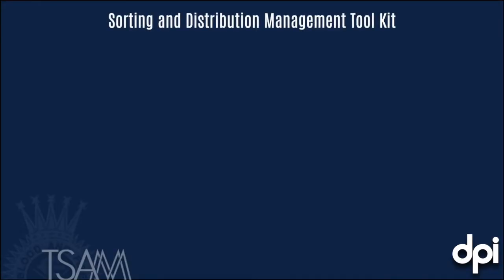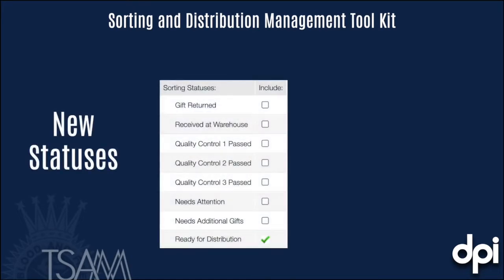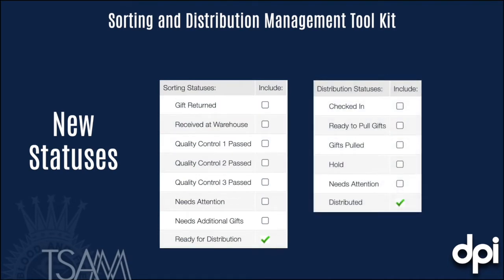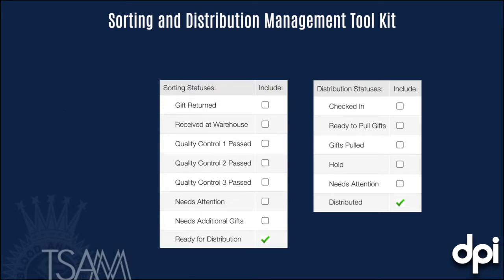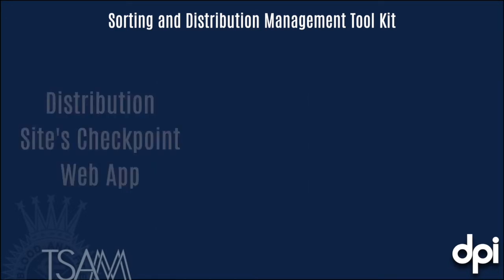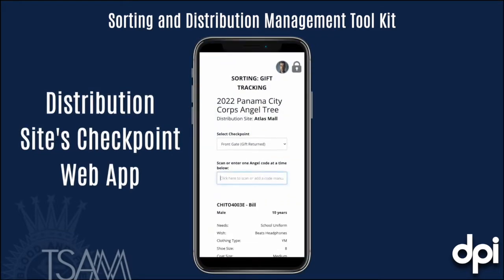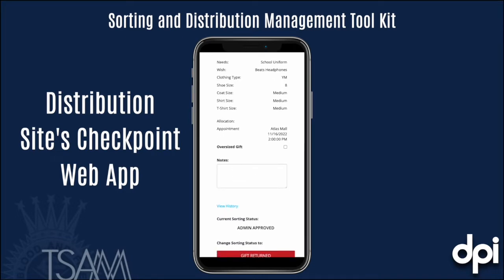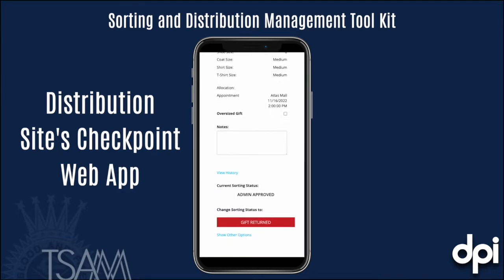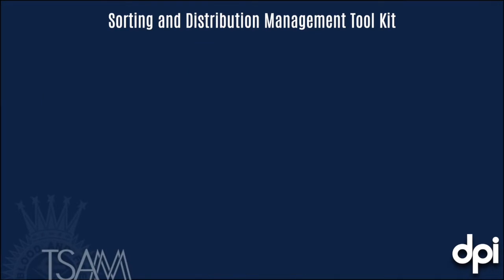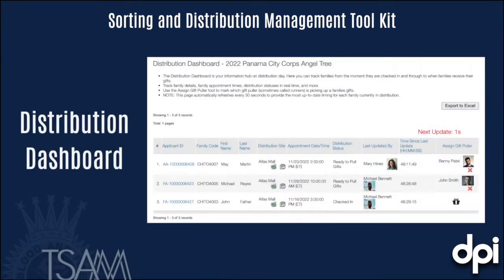The Sorting and Distribution Management Toolkit introduces 3 new components into TSAMM Angel Tree. First, we've added 2 new sets of statuses, which we are calling sorting statuses and distribution statuses. These allow for better tracking of your gifts and families prior to and during distribution. Next, the distribution site Checkpoint web app gives staff and volunteers the ability to track your gifts and families from anywhere, whether on a mobile device, tablet, laptop, or any other device with a web browser. Lastly, we've added the distribution dashboard, your information hub on distribution day.